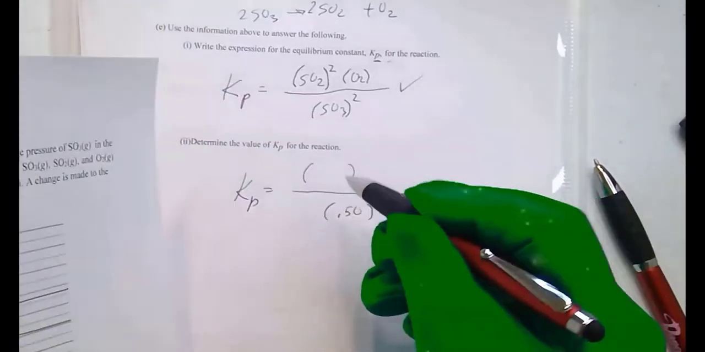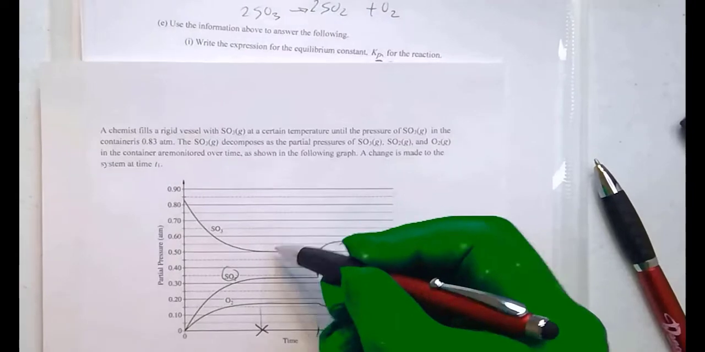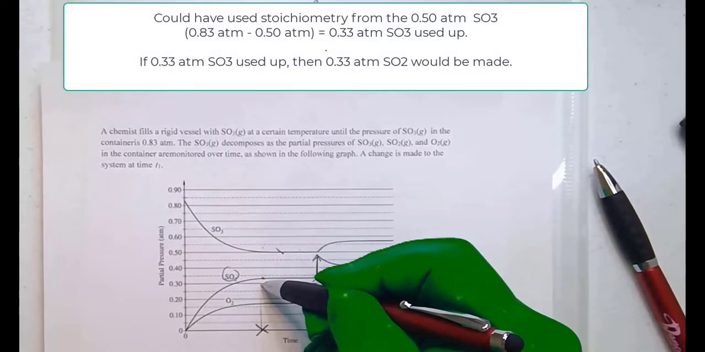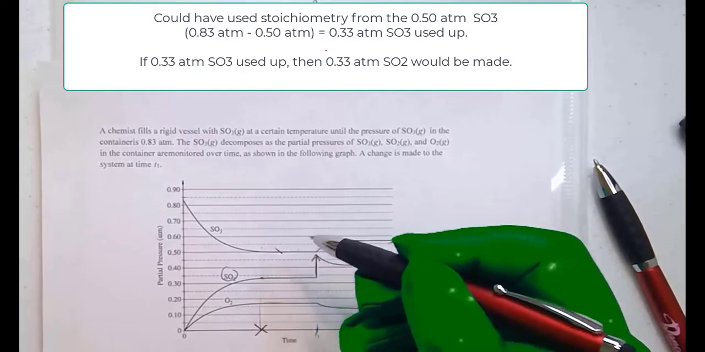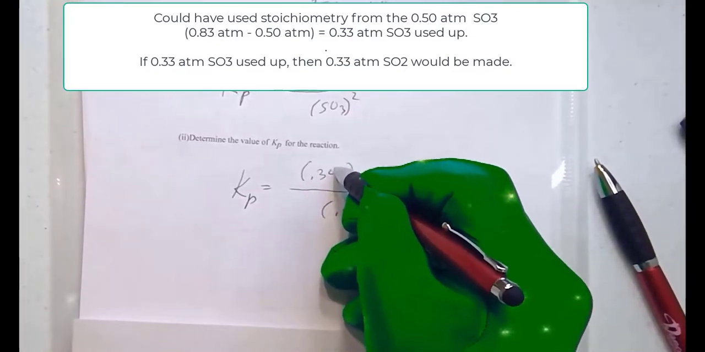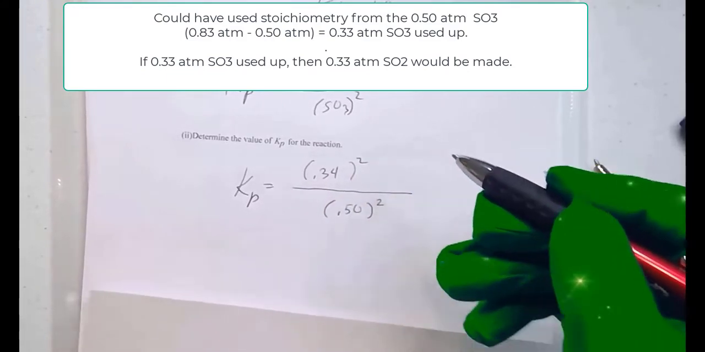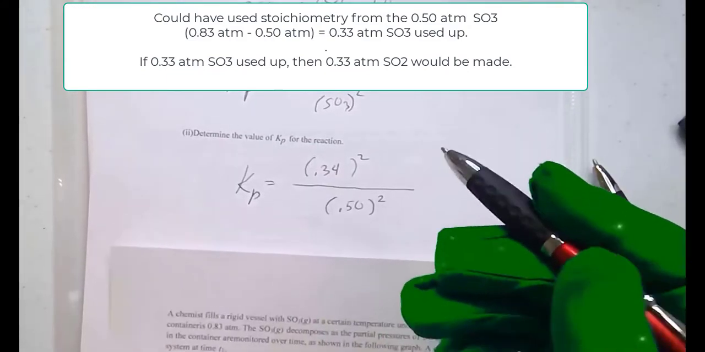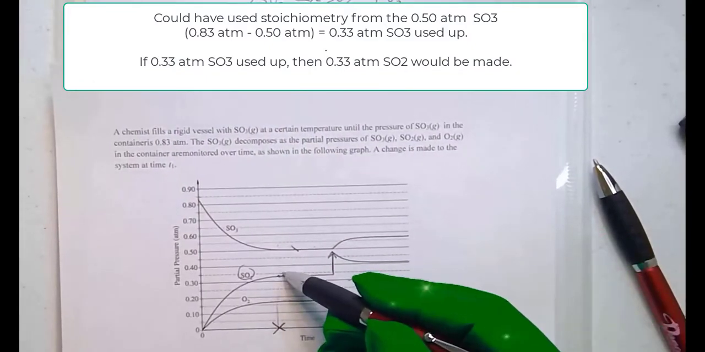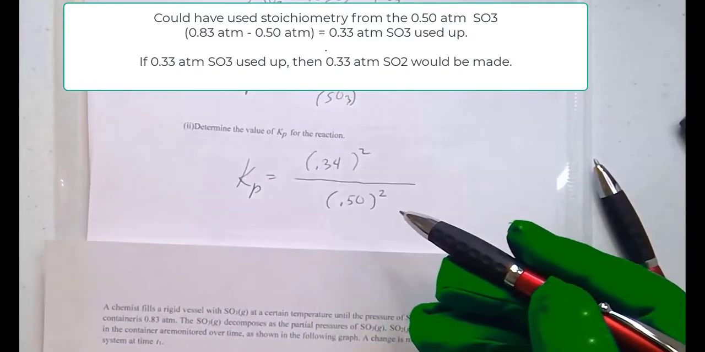Now I'm going to have to look for my SO2 at the same equilibrium. SO2 between 0.3 and 0.35. I'm going to guess 0.34. 0.34 squared. And that's an estimate. We could have used the ones here at equilibrium, but I prefer these because they're closer to the numbers.